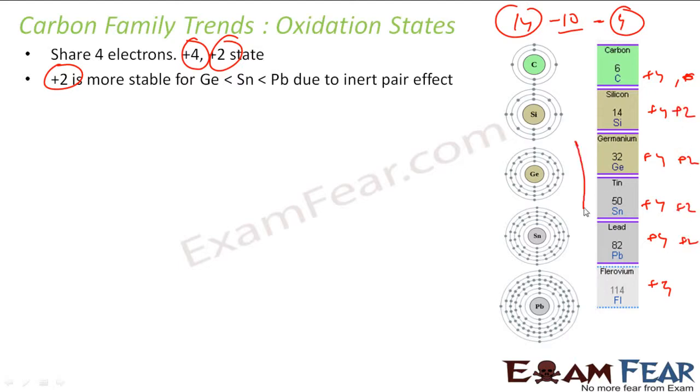And going down the group, the plus 2 is more stable. For example, in this case, my lead is more happy with plus 2 than plus 4. Why? Because the inert pair effect increases as we go down, right? The effective charge on the nucleus is more. It can pull the s electrons more, so the s orbitals don't take part in the reaction. So that's why if you go down, the plus 2 is more stable, right? So Pb plus 2 is more stable than Pb plus 4.